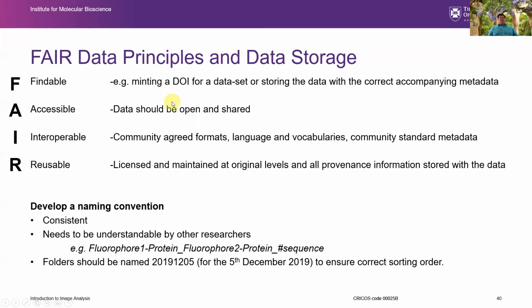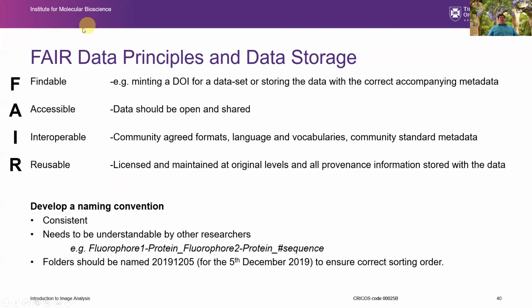It should be accessible, so it should be open and shareable, and people should be able to understand what you've done, whether that's through the settings in the metadata, through the naming conventions of what you've done, what you've labeled it with. That's where the accessible is. Interoperable is community agreed formats, language and vocabularies. So there are standard metadata, and having conformity to Bio-Formats addresses that part of the FAIR data principle. And reusable: data can be licensed to other people. It should be maintained at levels and have all the provenance information about what you've done to that data so that someone down the track can know what's happened if they need to use it.